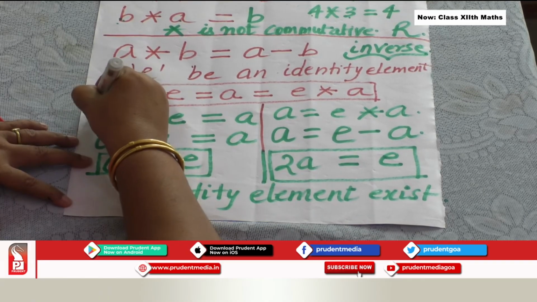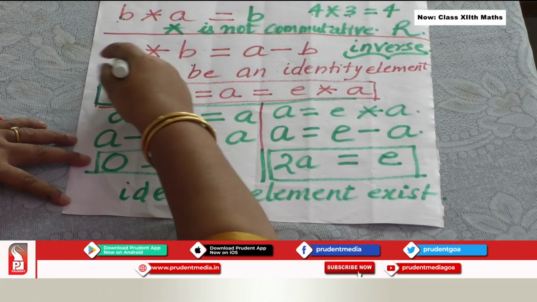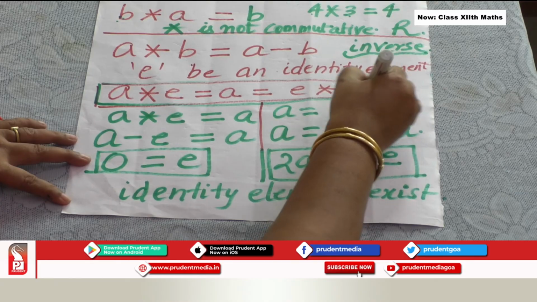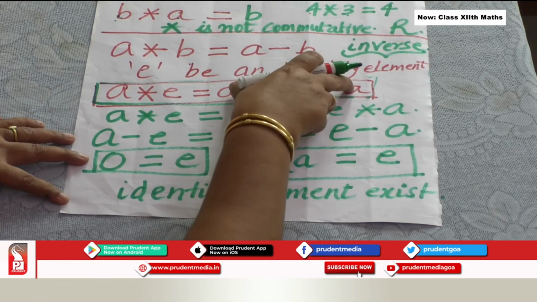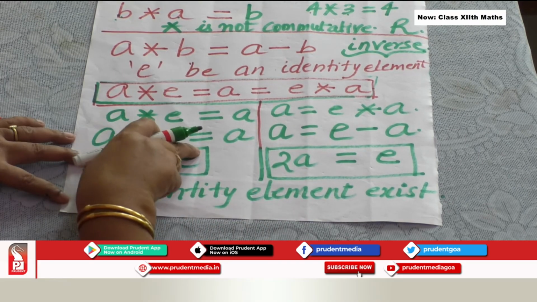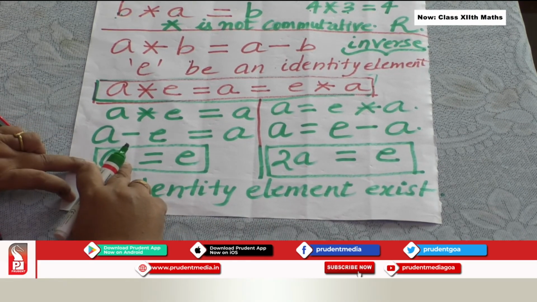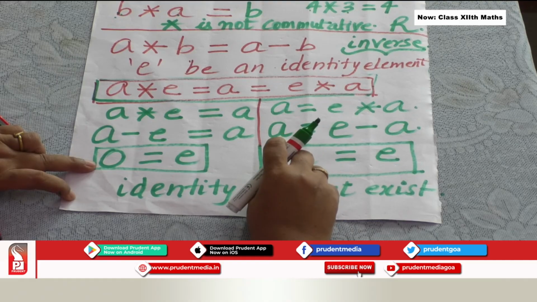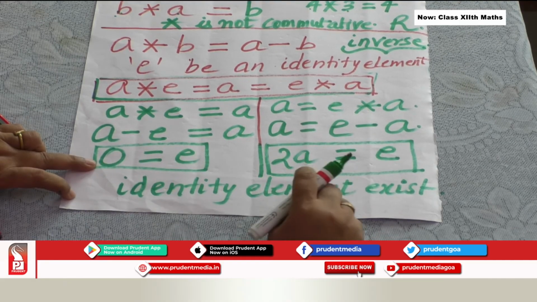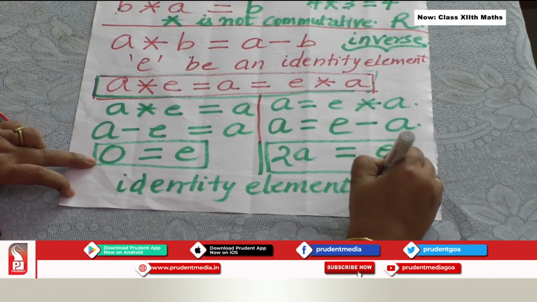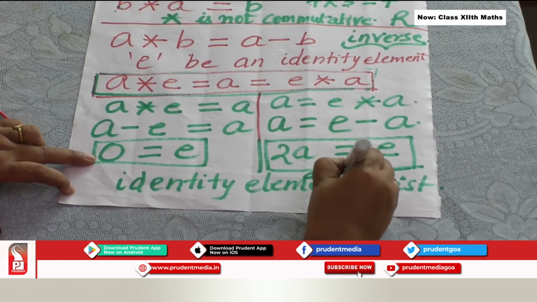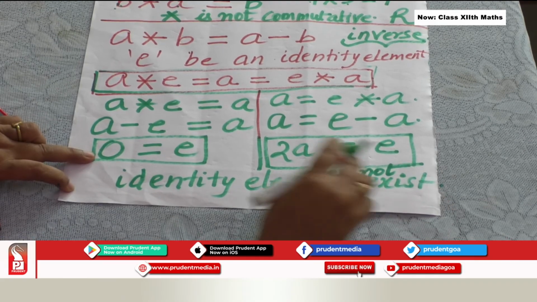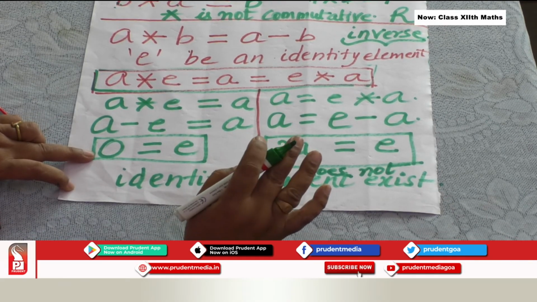So this definition is very important, and you have to find the answer on the right side and the left side also. If you are getting a different answer here and a different answer there, then the identity element does not exist. Is it clear to you all? So this is a good example where the identity element does not exist.